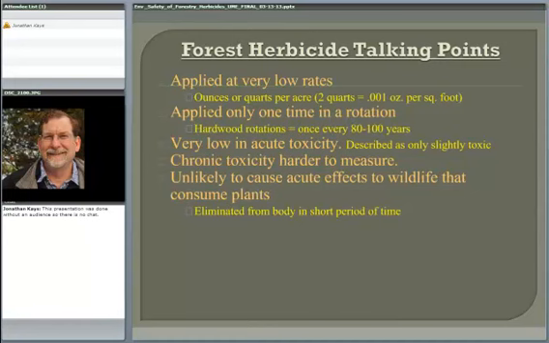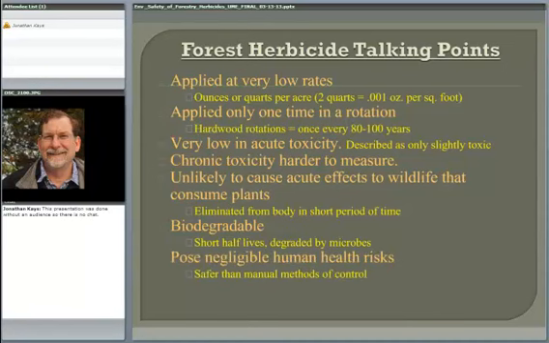Now we know chronic toxicity is hard to measure, but the evidence out there says it's unlikely to cause acute effects to wildlife that consume plants, because it is eliminated from the body in a very short period of time. They are biodegradable, with very short half-lives, and degraded by microbes through a number of different processes we mentioned. And they pose negligible human health risks. It should be mentioned again that if you're not using herbicides, you're probably using physical tools and things like that. So this is safer than manual methods of control, I would have to say.